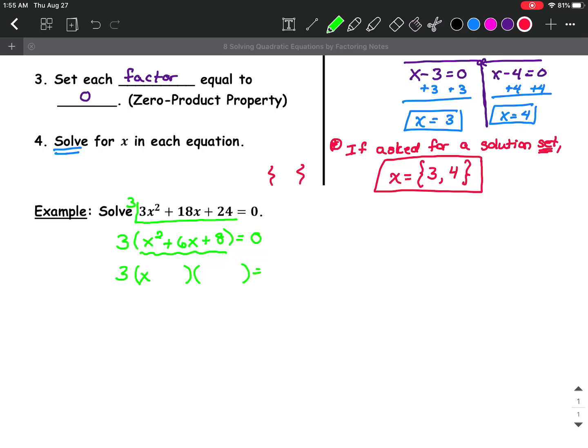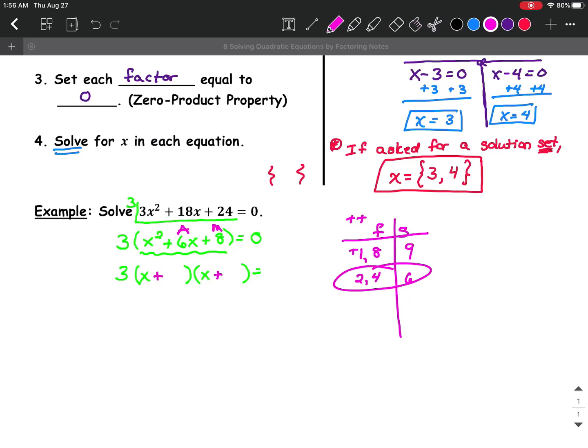Our variable is x, so it goes first in each. I am factoring. What multiplies to a positive 8 and adds to positive 6? If they're multiplying to positive 8, the signs are going to be the same. And if they're adding to a positive 6, they're both going to be positive. So we have positive and positive. What numbers multiply to 8? That would be 1 and 8, 2 and 4. If you add them up, 1 and 8 is 9, 2 and 4 is 6. That's the pair that we want. So plus 2, plus 4, and don't forget it's equal to 0.